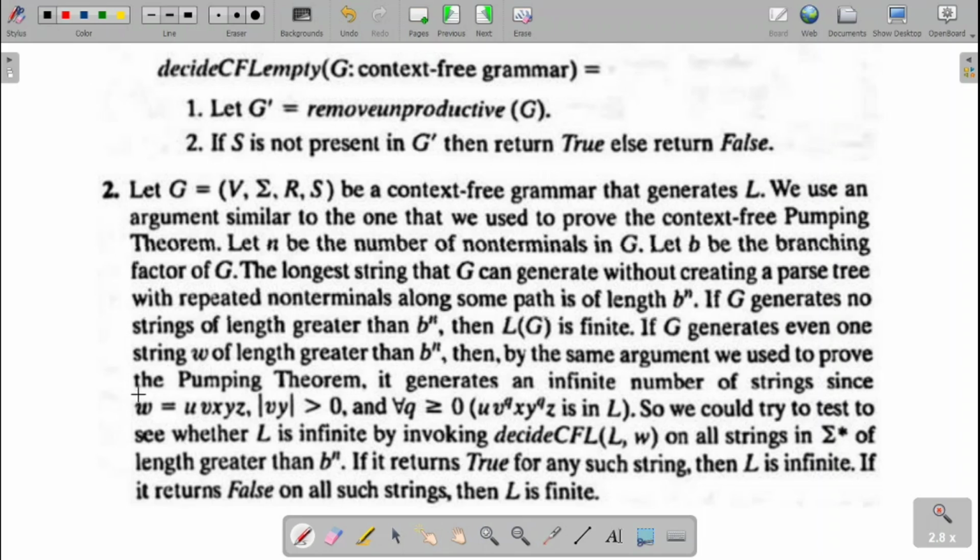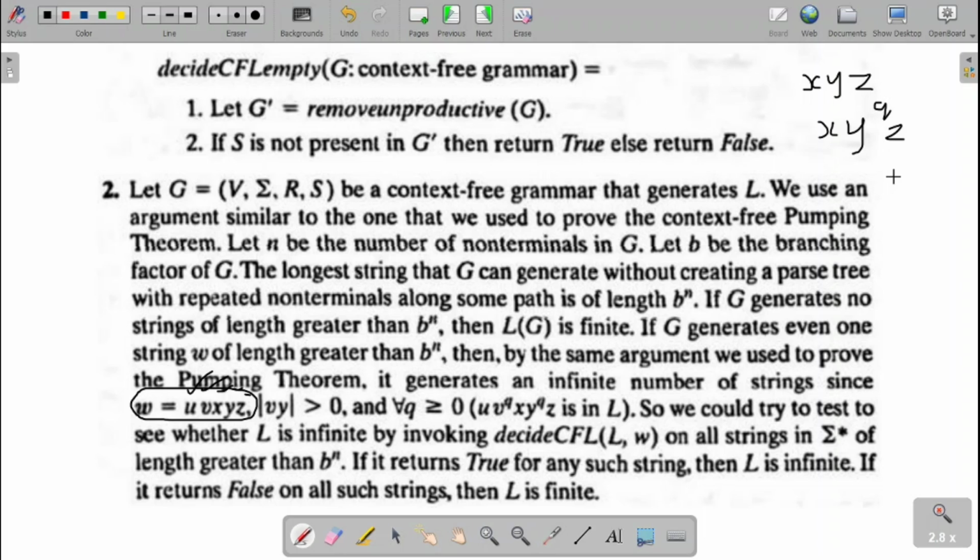So what does the pumping lemma state? Given a string W, we decompose W into 5 components: U, V, X, Y, Z. This is similar to the pumping lemma we use for regular languages. What was that one? X, Y, Z. We divided it into only 3 components, and we have to prove that X Y^Q Z, where Q takes values from 0 to N, belongs to the language. Then it is said to be regular, or else it is not regular. So we used it for proving that the given language is not regular.